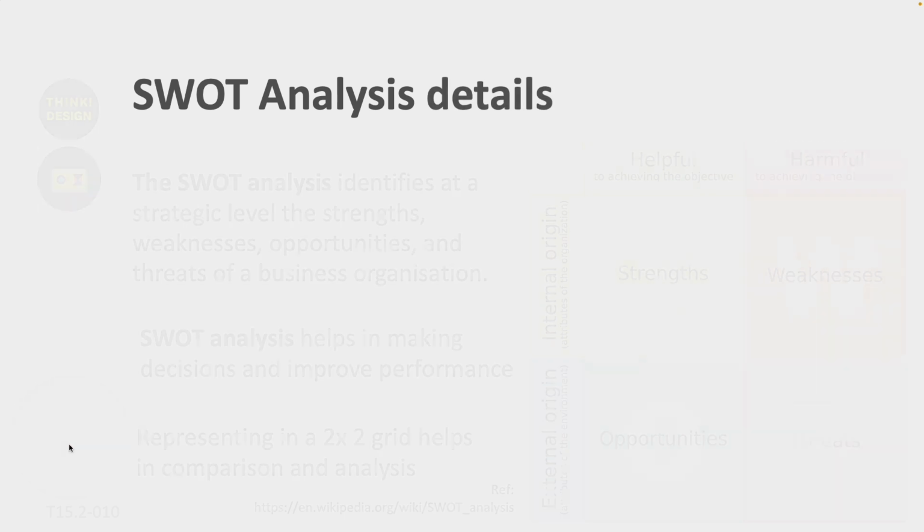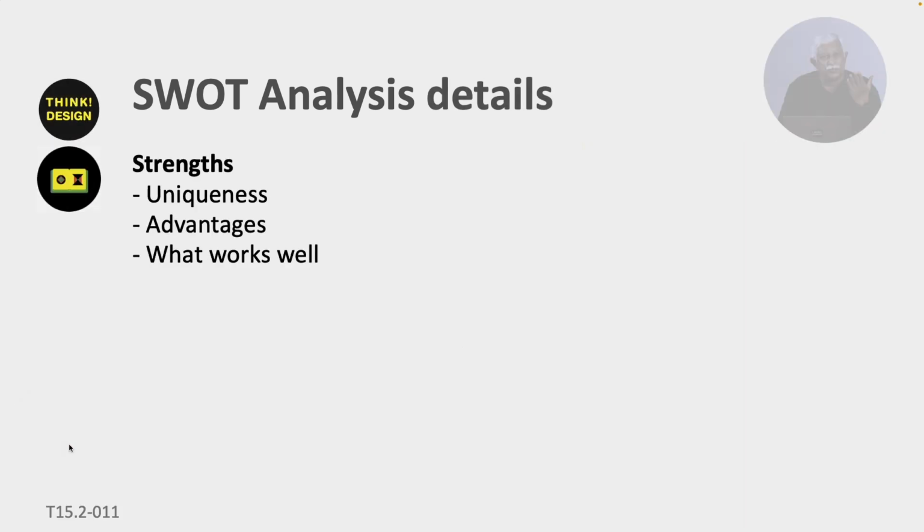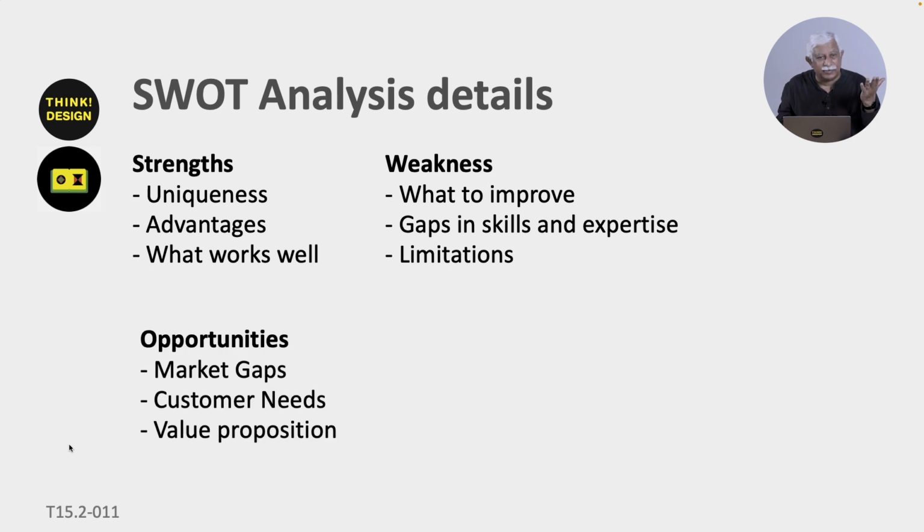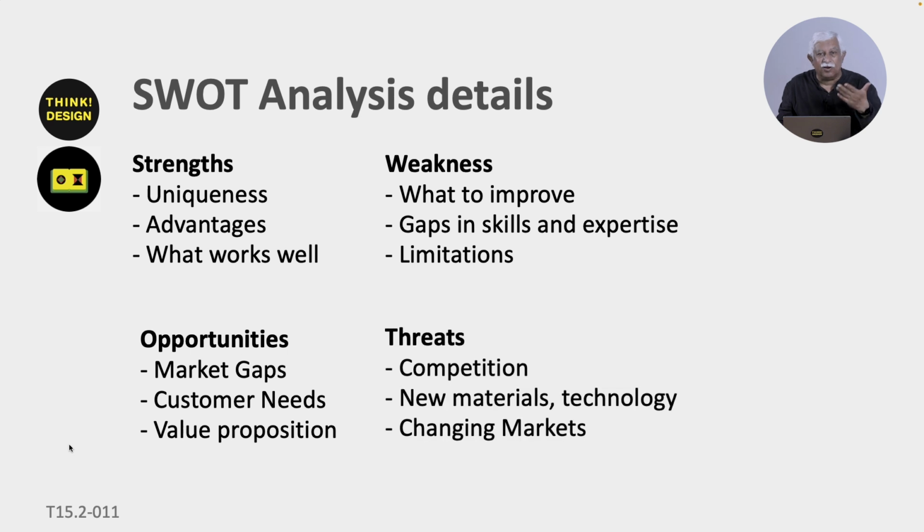Let us look at each one of them. Strength means what is uniqueness, advantages and what works well for your organization. Weaknesses is what to improve, what are the gaps in skills and expertise, and what are the limitations. Opportunities are market gaps, customer needs and value propositions. Threats are competition, new markets, technology and changing markets. Okay. So, these you can put down in terms of points.